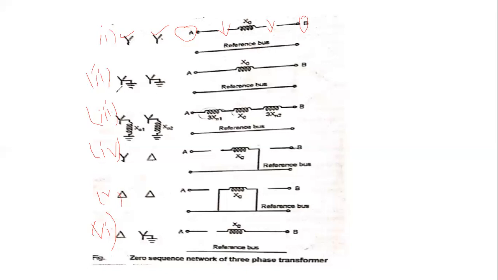Okay, next we are taking the second consideration: the primary is connected in star with grounding and the secondary is connected in star with grounding. Grounding means short circuited. Therefore, A is short circuited and B is short circuited. Therefore, we are considering the zero sequence reactance, that is X naught.